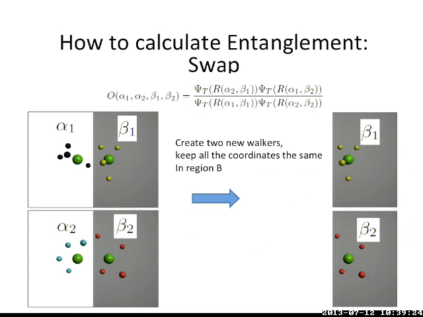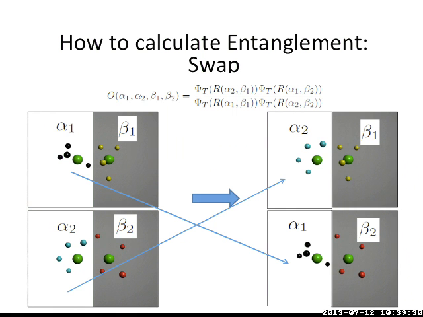And what we're going to do is start copying over the coordinates, beta 1 and beta 2, and we're going to swap the coordinates from alpha 1 and alpha 2. Okay, so my denominator here is the initial wave functions that I'm sampling with VMC. And the 2 functions in the numerator are where I swap the coordinates of the electrons in region A with each other.